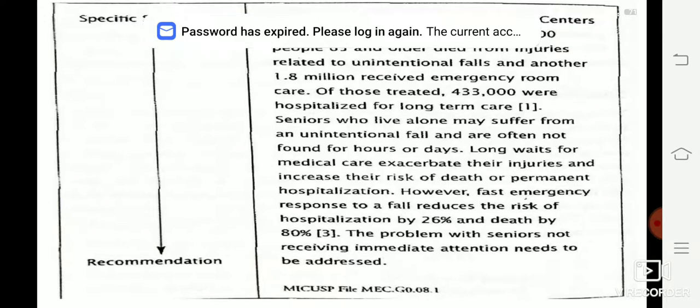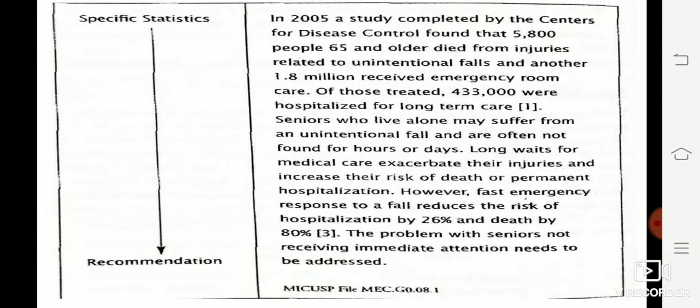They say the problem with seniors not receiving immediate attention needs to be addressed. Yes, the problems. So what problem? We don't know. They just make the generalization. Generalization means general points about the problems. Okay, so specific to the general.